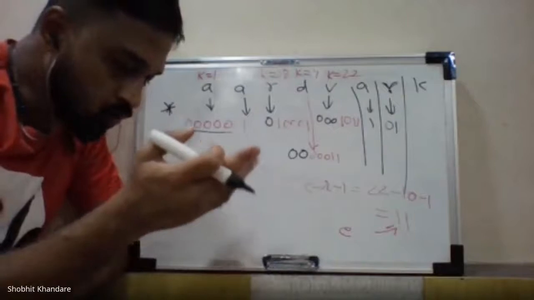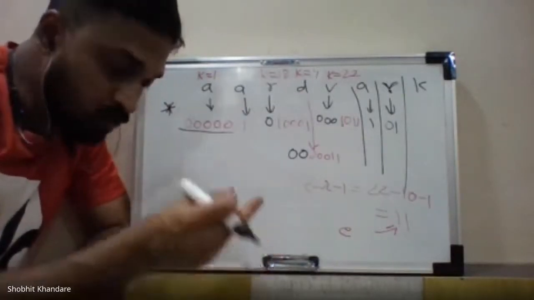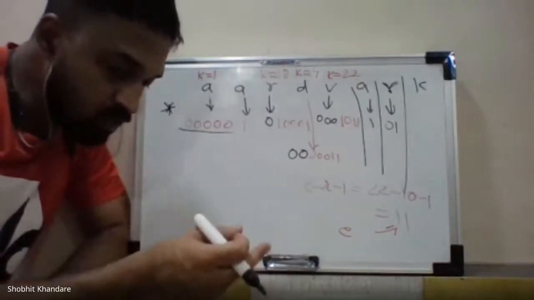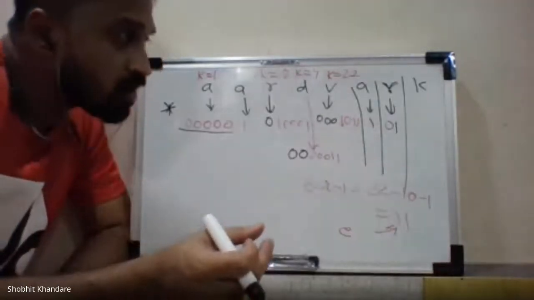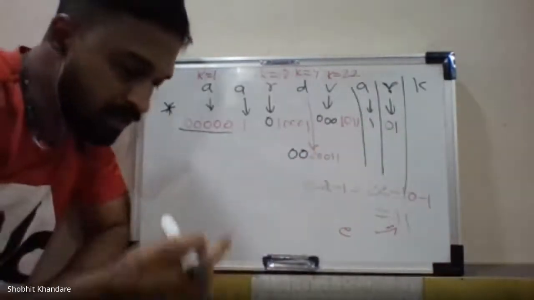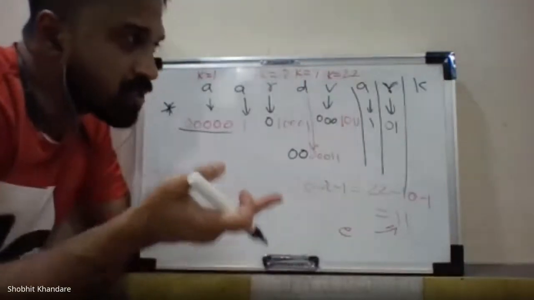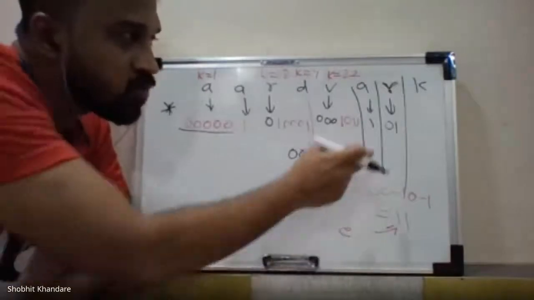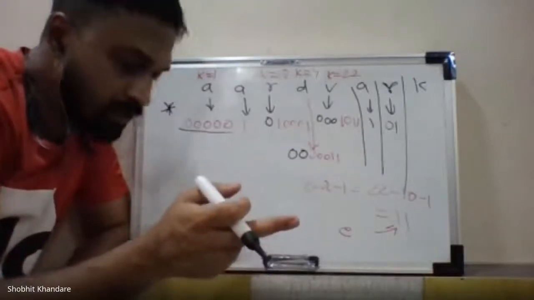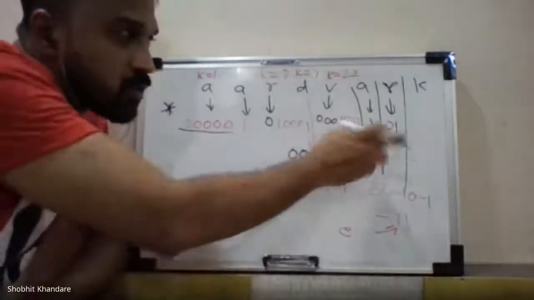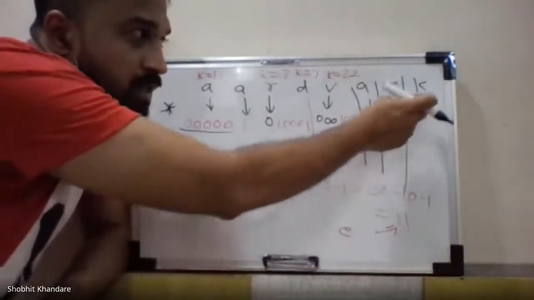But before swapping, whatever updated tree you have, take that one and write down the code for A as well as the code for R. Again I am repeating, before you swap you have the updated tree, and in that updated tree you will see that the code for A is 1 and the code for R is 0, 1. So R and A are included. Now we are moving further, after R, to get the code for K.